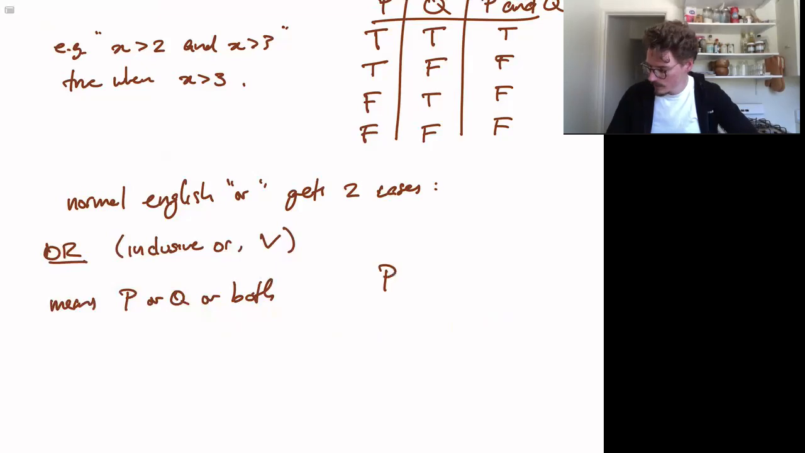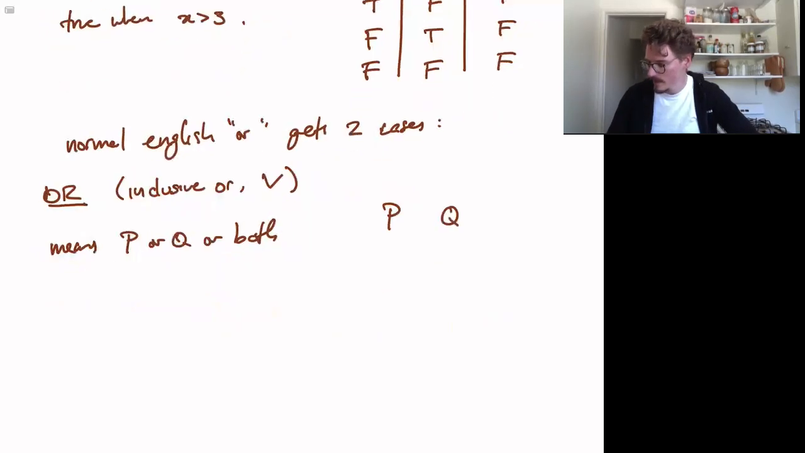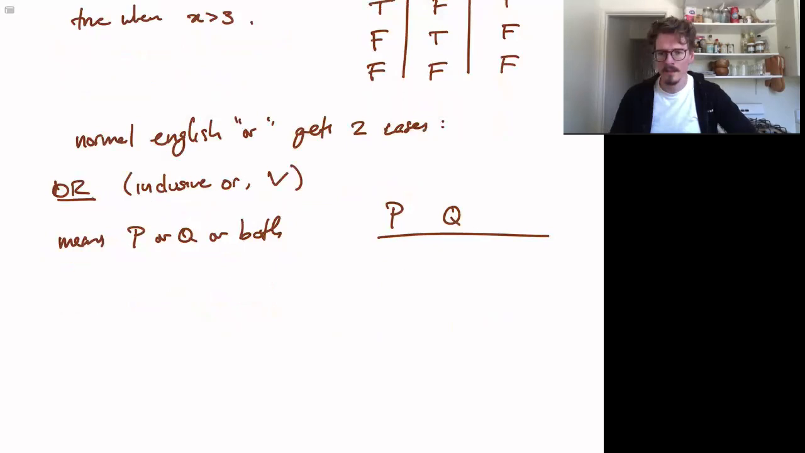So just to write down this truth table real fast. I'm kind of flying through this, but I hope that I'm not going too fast.